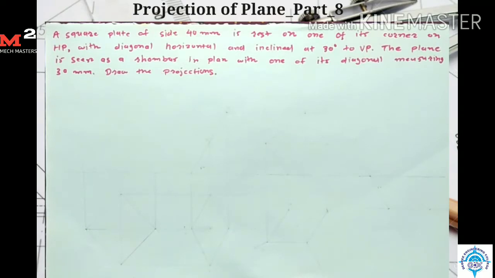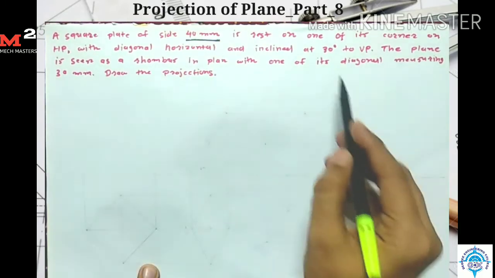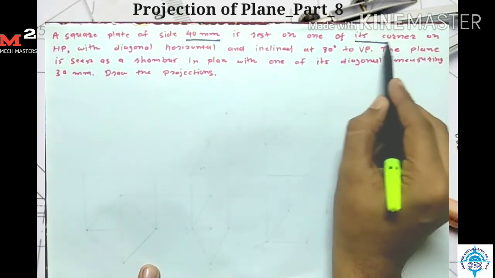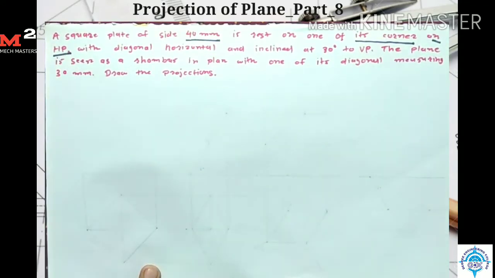Good morning friends. Today we are going to solve the problem of a square plane. Okay, let's see the question. In this question, given that a square plate of 40 mm size is resting on one of its corner on HP. Okay, so the plane is resting on HP.